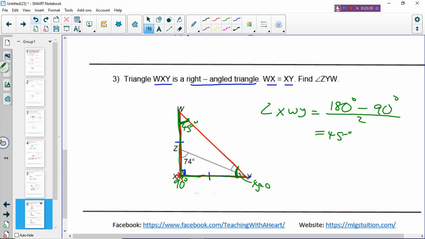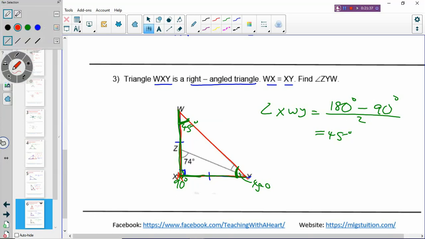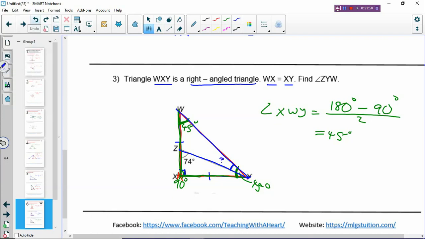Okay, now I want to find ZYW. So where is ZYW? Which is over here. ZYW. Alright, so this angle, right? I want to find this angle. So how do I find this? How do I find this angle? Now there are a few ways you can do that. Alright, let's look at one of the ways.